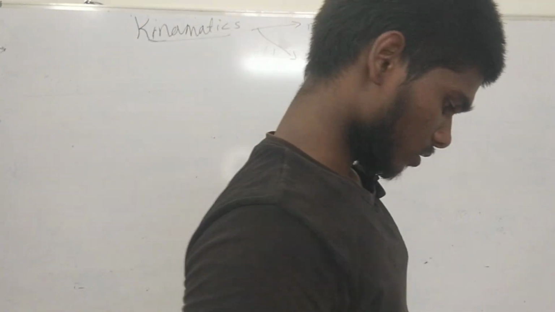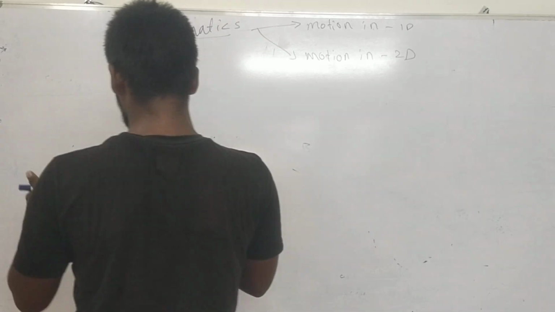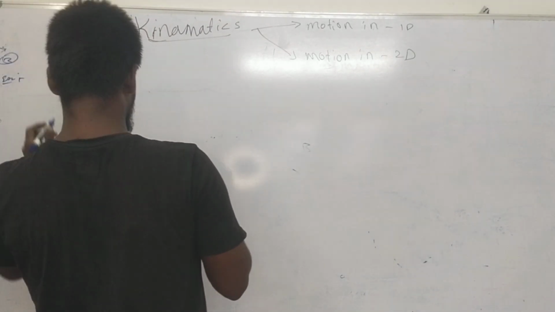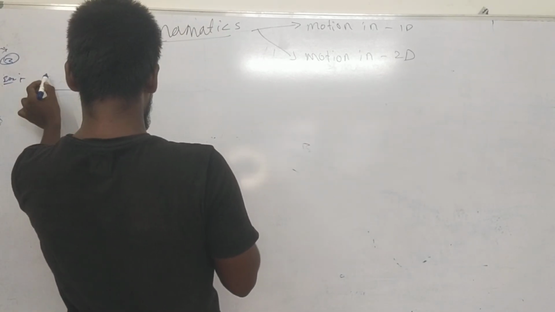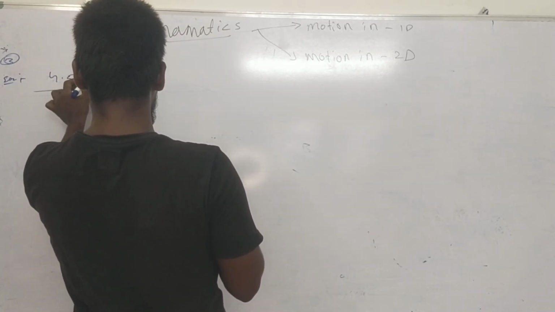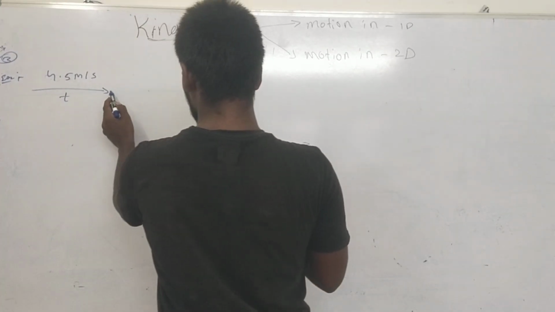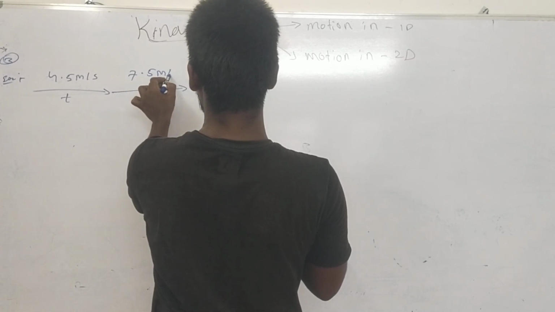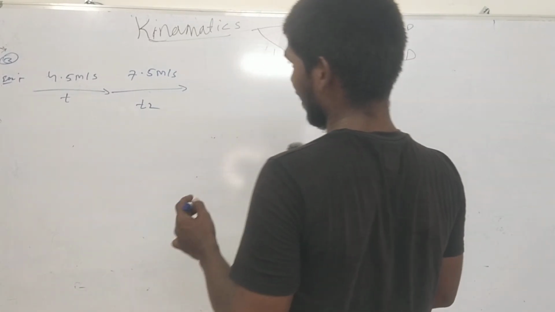I hope question number 2 is over, right? Now question number 3. Example question: a boy travels at 4.5 meters per second for a time t1, and then covers distance at 7.5 meters per second for a time t2. So what is the average velocity?